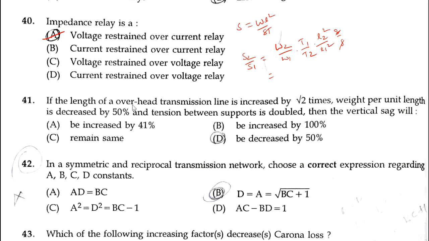Substitute the values they have given. The length is increased by root 2 times, so L2 is root 2 times L1. So I write 2 L1² by L1². The weight per unit length is decreased by 50%, so W2 is 0.5 W1, divided by W1. The tension between the supports is doubled, so T2 is 2 T1, and here it will be T1 only. So the 2s get cancelled, L1² gets cancelled, W1 gets cancelled. So the sag should be decreased by 50%. The answer will be D here.